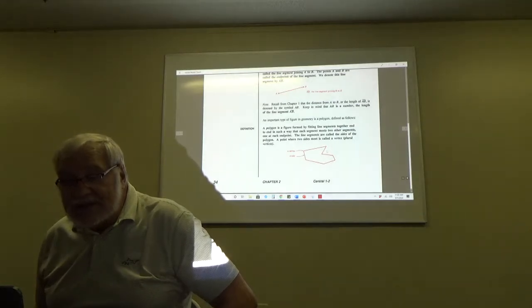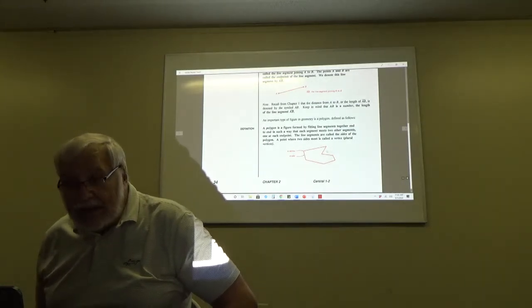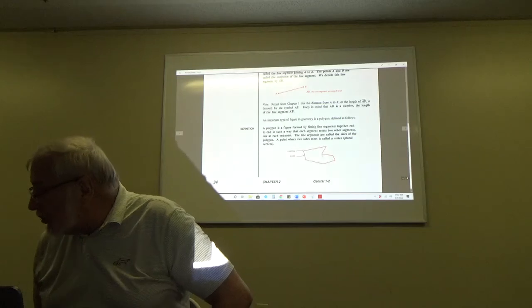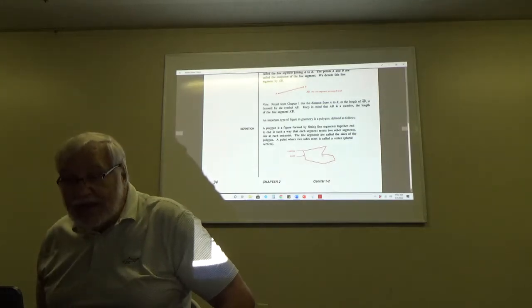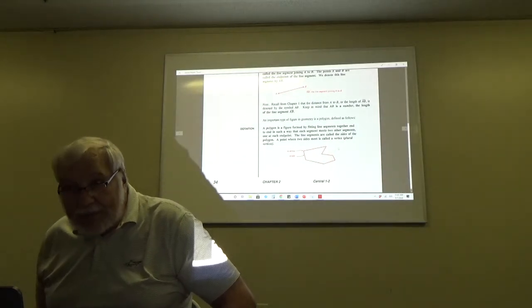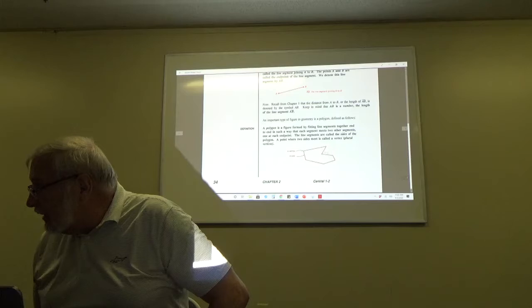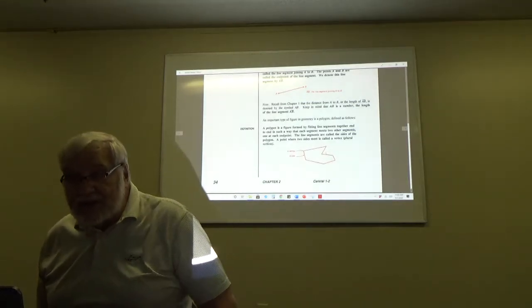This is a concave relationship. And as long as this vertex that I'm pointing at doesn't touch or cross another side, then it's still considered a polygon. If this were coming up instead of in, it would be convex. But because it's dropped in, it's concave.